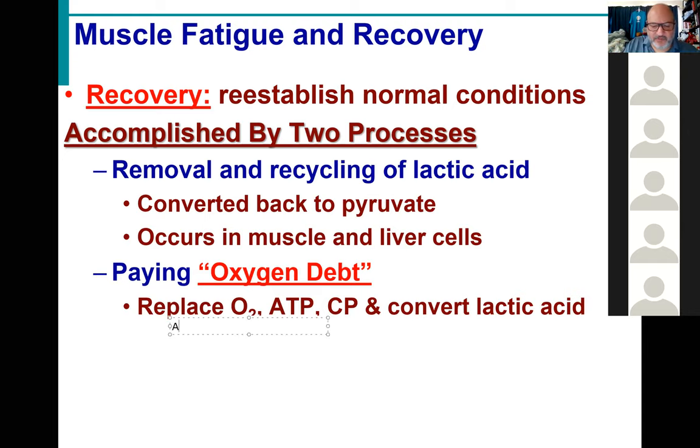We also need ATP to run the pumps to be able to reestablish ionic concentration, and we need ATP to make proteins, to repair and replace any damaged myofibrils or any damaged sarcomeres. So again, we need all this oxygen debt. Our metabolism stays elevated for a prolonged period of time.